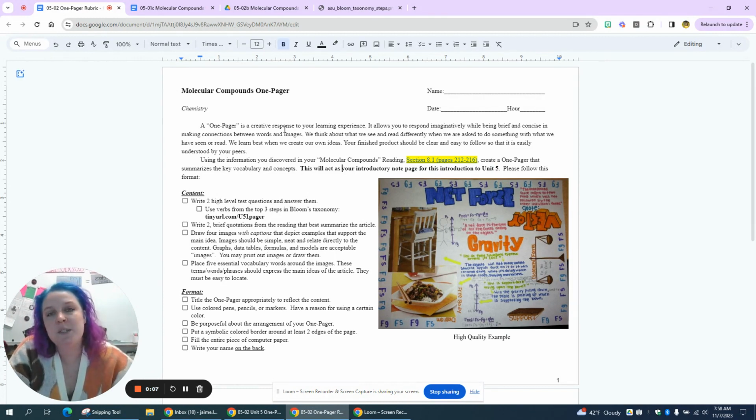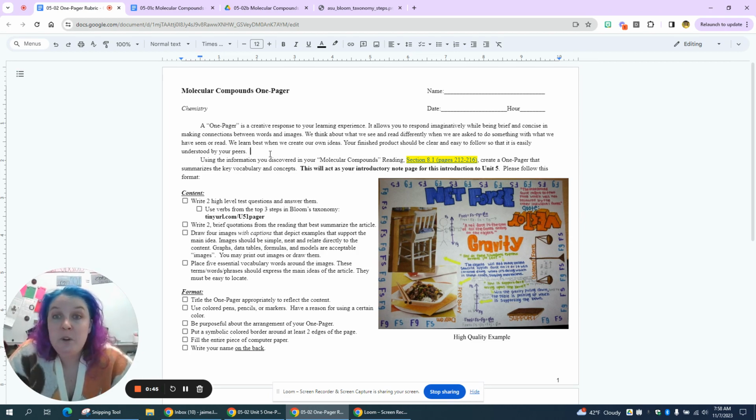This right here is the first one-pager of the year, the molecular compounds one-pager, in chemistry. I'm just going to read this out loud. It says, a one-pager is a creative response to your learning experience. It allows you to respond imaginatively while being brief and concise in making connections between words and images. We think about what we see and read differently when we are asked to do something with what we have seen or read. We learn best when we create our own ideas. Your finished product should be clear and easy to follow so that it is easily understood by your peers. That is a key part.